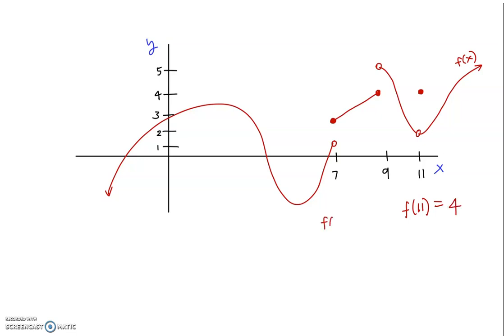And you could say f of 7 looks like it's 3. So when things jump around a little bit like this, we talk about the closed circle is where the function value actually is. The open circle is where it's not. And this is definitely a function because it passes the vertical line test. It's just kind of a wacky looking function.